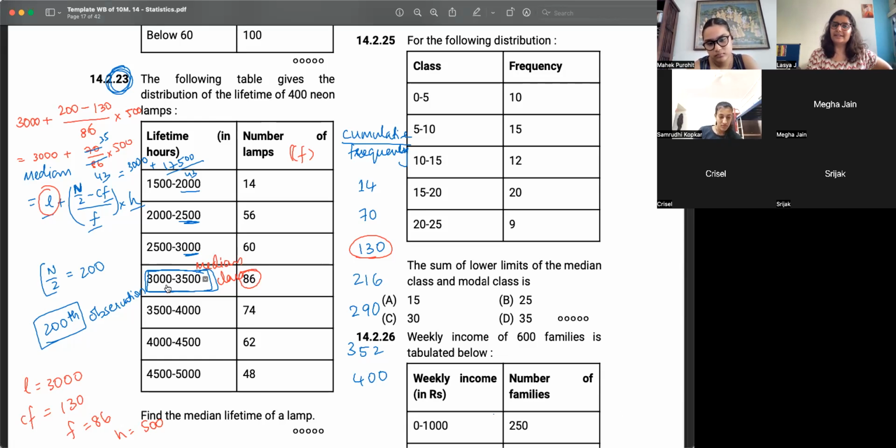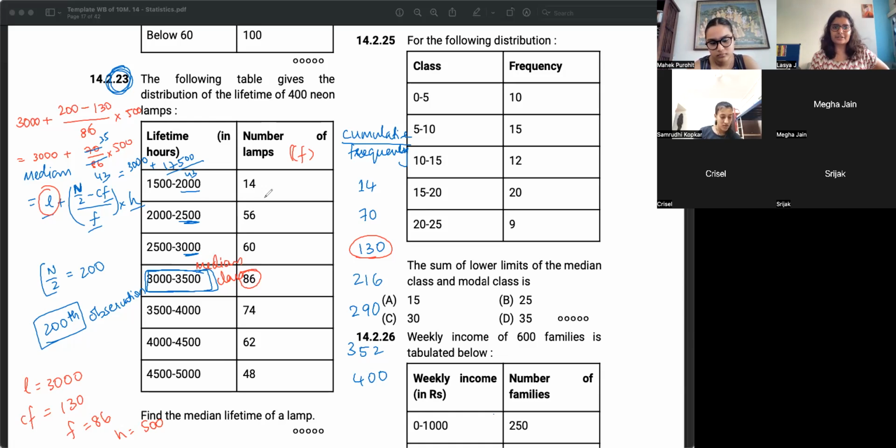Anika, I told you, median class is 3000 to 3500. That means the median you will find somewhere between these values only. So is this what you did? Like 3000 plus 200 minus 130? Is that it? Did you do this only in your calculation? Yes, ma'am. So, I got my mistake, just a minute. I'm getting it between them.